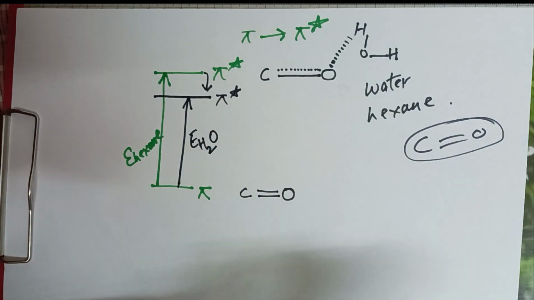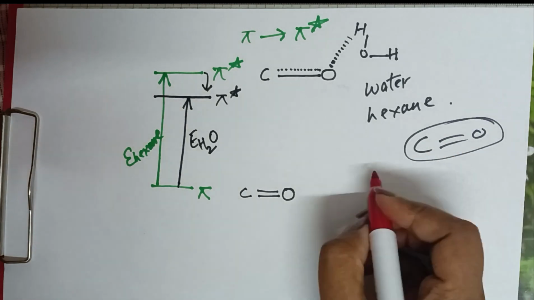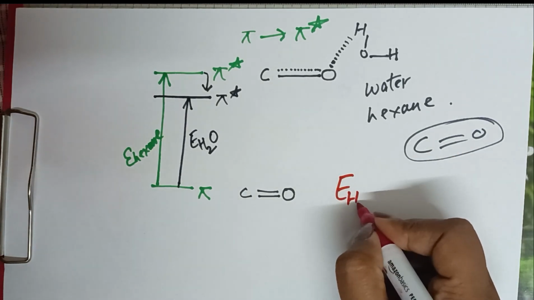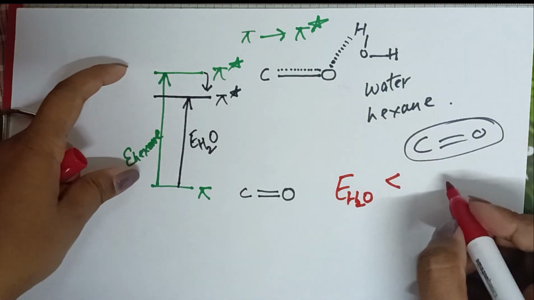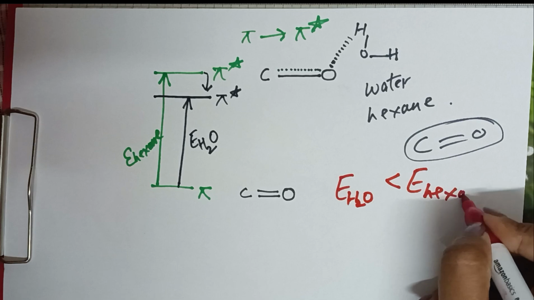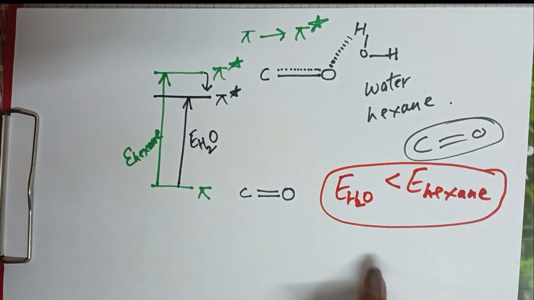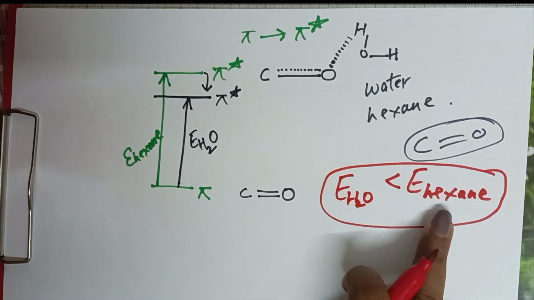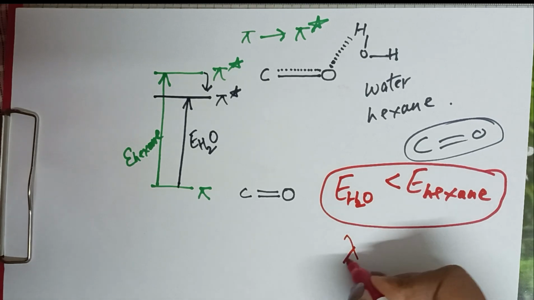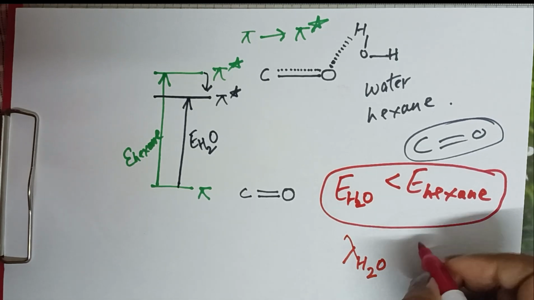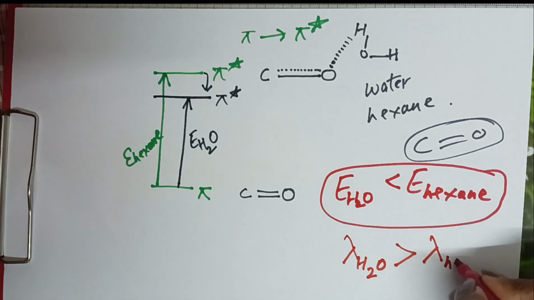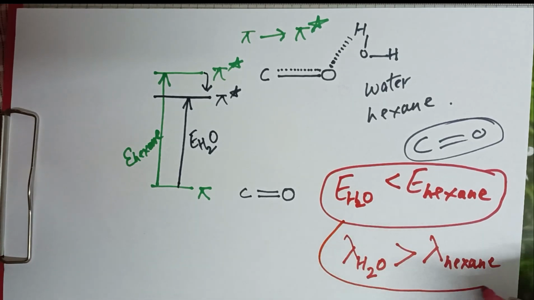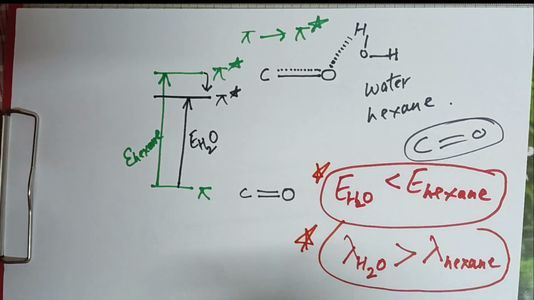So here what we have observed is, the energy in case of water is less as compared to the energy in case of hexane, right? So again, if the energy in water is less than the energy in hexane, then what happens in case of lambda? Just the reverse. Lambda in case of water is greater as compared to lambda in case of hexane. Right, these are the two observations in case of pi to pi star transitions in alpha beta unsaturated carbonyl compounds.